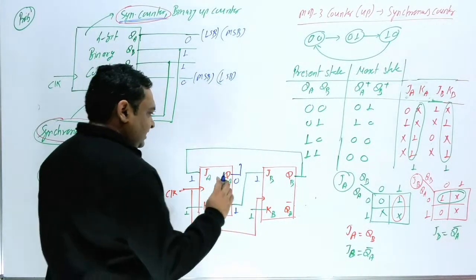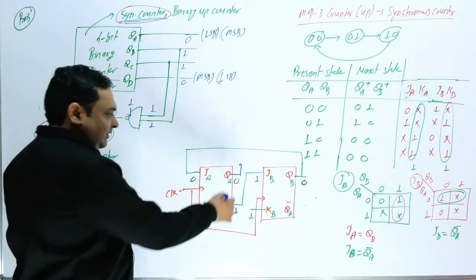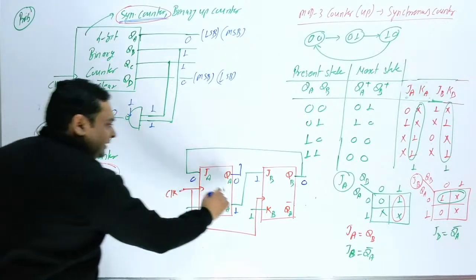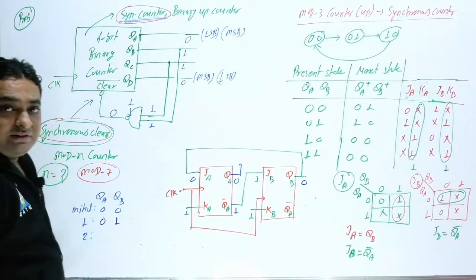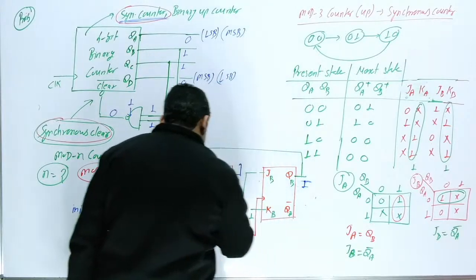So now if initially this is 0, here this will be 0. So this is 0 1 and 1 1. The first flip flop output will be 0 and the second flip flop output will toggle. So this 0 toggled is 1. So you are getting here 0 1. So now you are getting 0 here and 1 here.